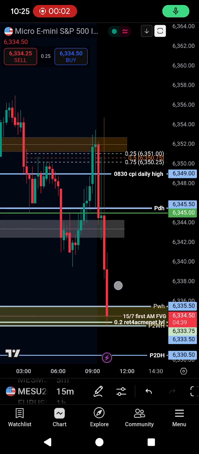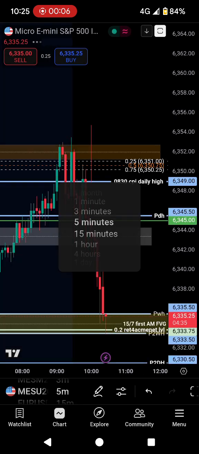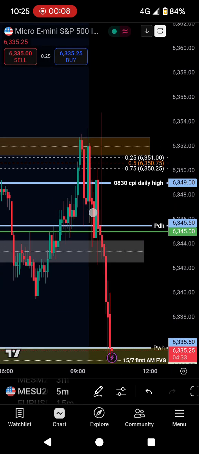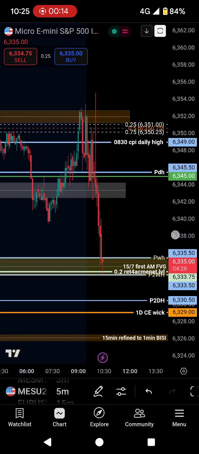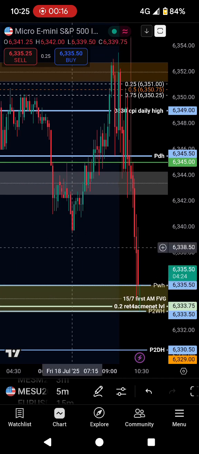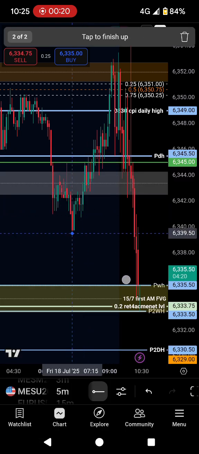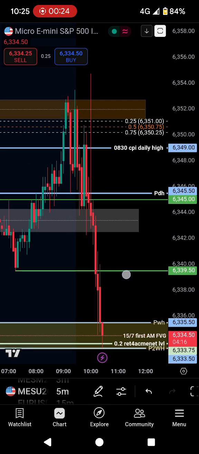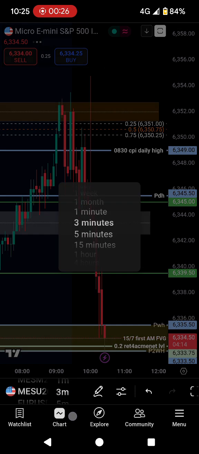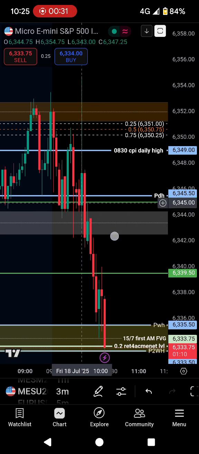We can also see that this is the 10 o'clock news. Let's go 5 minute. Yep, this is the 10 o'clock news. We went up, cleared buy side, then we can expect lower prices. To where, where's the sell side? The first sell side will be here. Let's go ahead into the 1 minute chart.